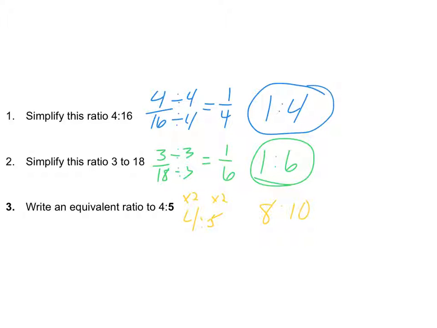Okay, writing an equivalent ratio to 4 to 5, I chose to multiply both numbers by 2, giving me a ratio of 8 to 10. So the first 2 you should get the same thing. The last one, depending on what you multiplied by, you might not get the same thing as I did, but you should still get an equivalent ratio of 4 to 5.